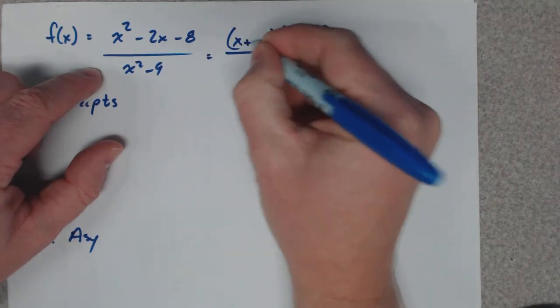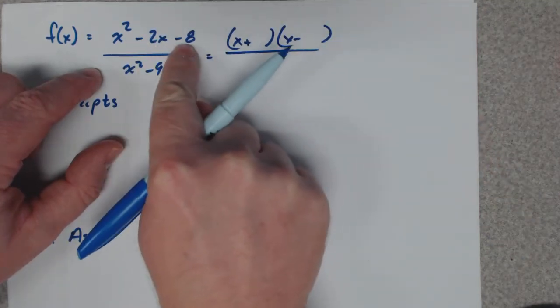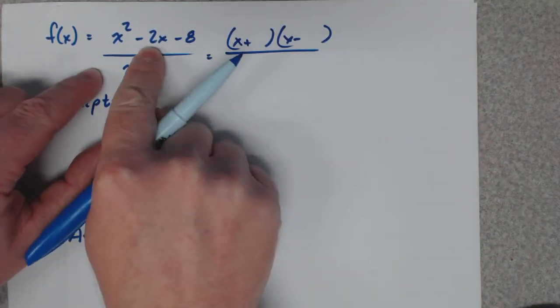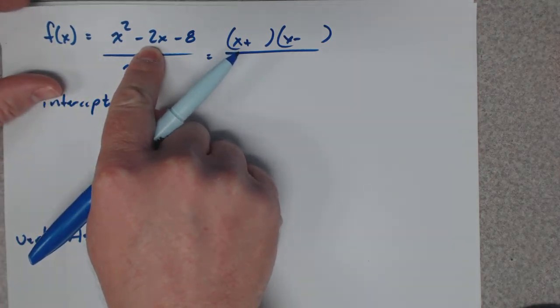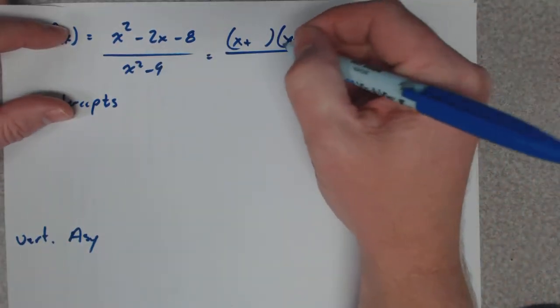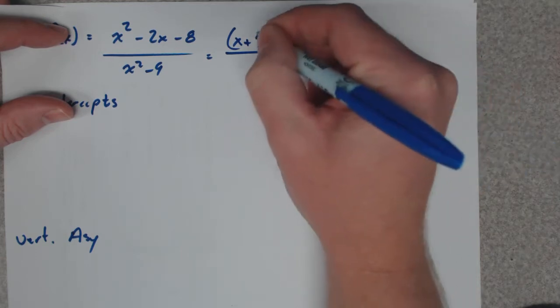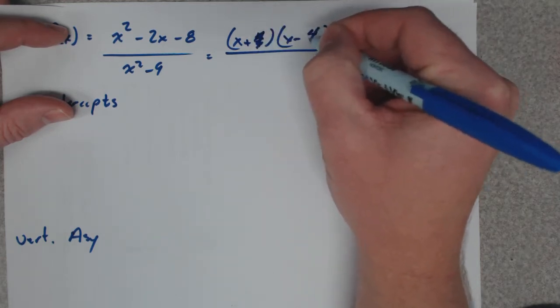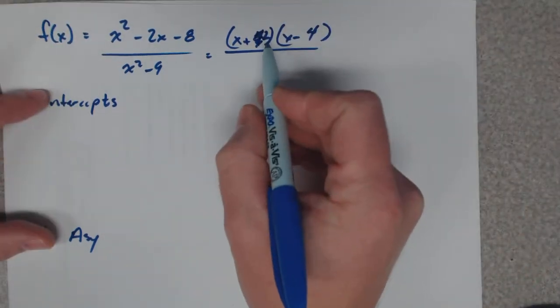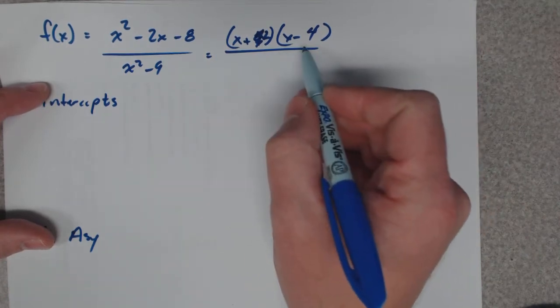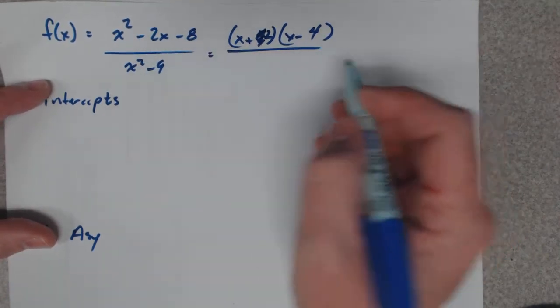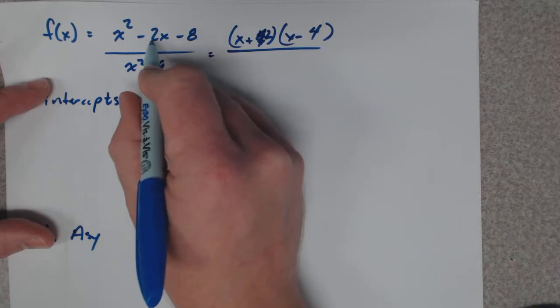Negative means the signs are different, and two numbers that multiply to give you 8 but would combine or subtract to give you negative 2. 4 times 2 comes to mind, so 4 and 2. The 4 would get the negative, because it's negative 2 here.